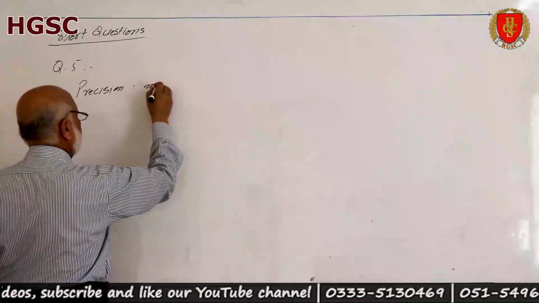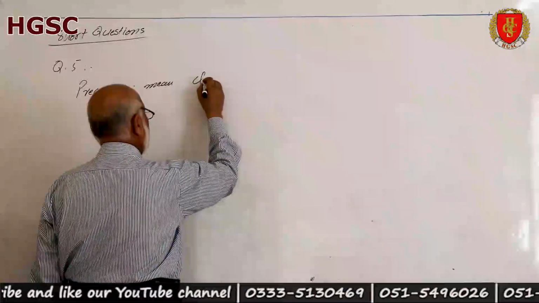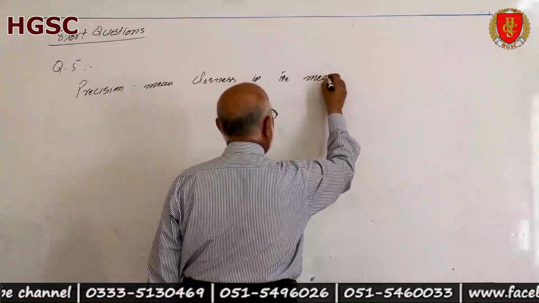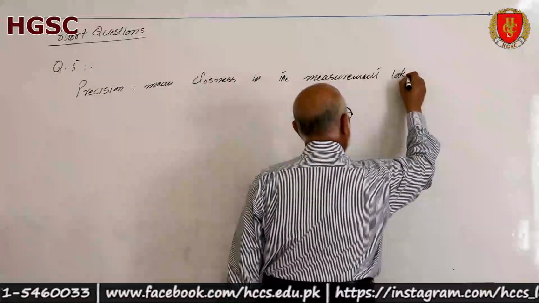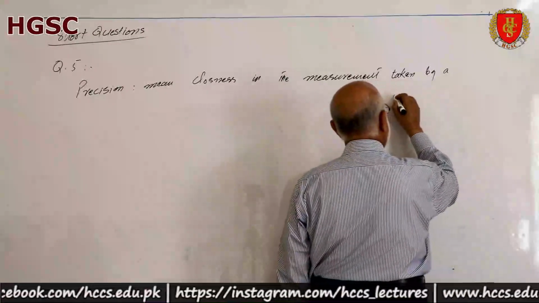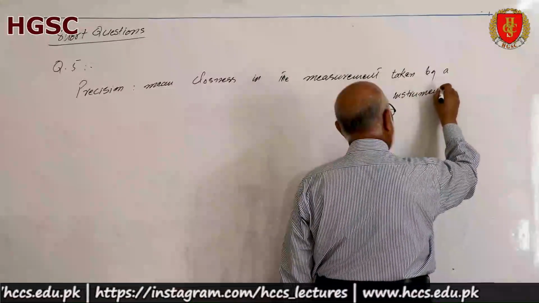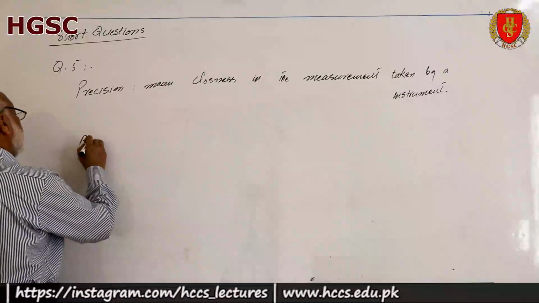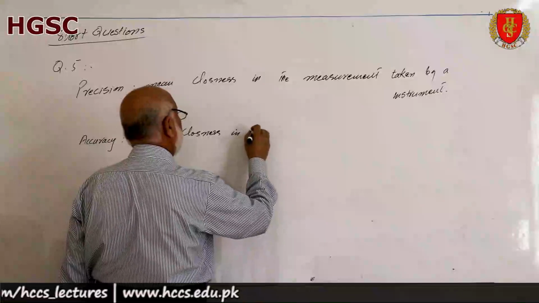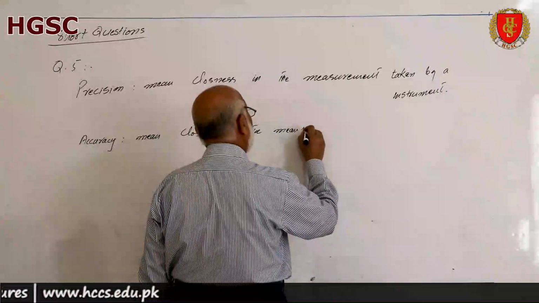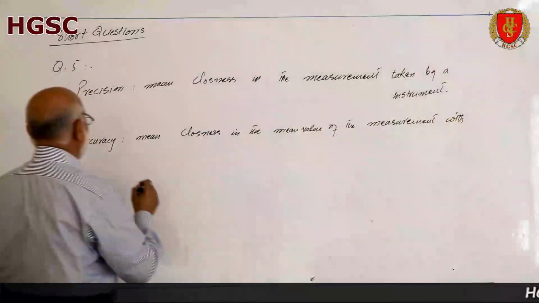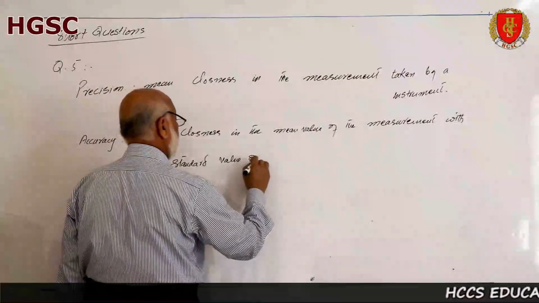Question number 5. What is the difference between precision and accuracy? Precision means closeness in the measurements taken by an instrument, while accuracy means closeness in the mean value of the measurement with the standard value of that quantity.